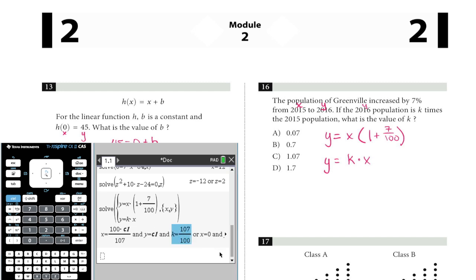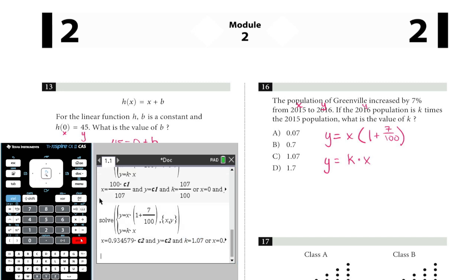Now, here's the one thing that's a little bit tough. Our calculator gave it to us as a fraction, but if we look at all the answers, they want the decimal. So I don't have to copy anything, I can just hit Control Enter. It's going to redo the same calculations, but now it's giving all of our answers as decimals. And here we can now see that K is 1.07. The answer is C. Again, there are other ways to think about this question. This is just one way to do it.